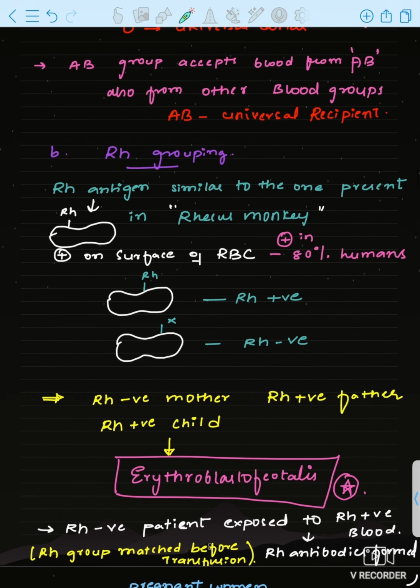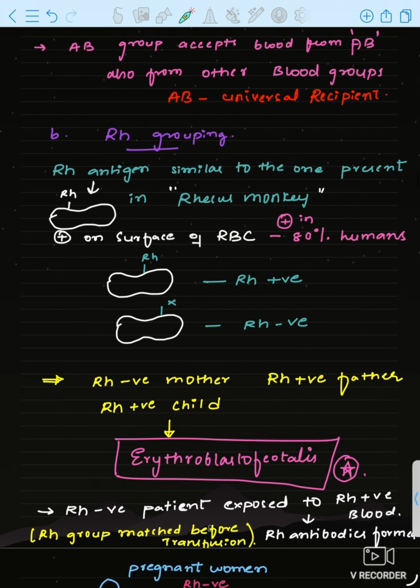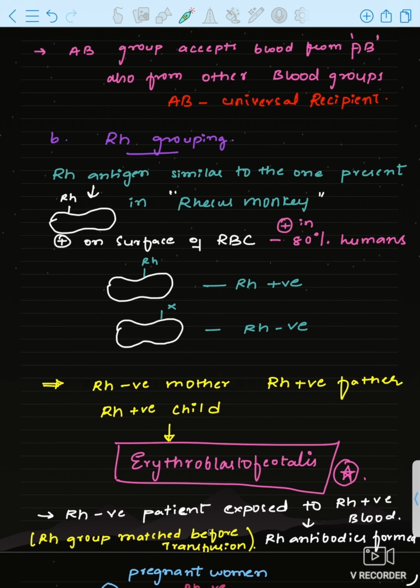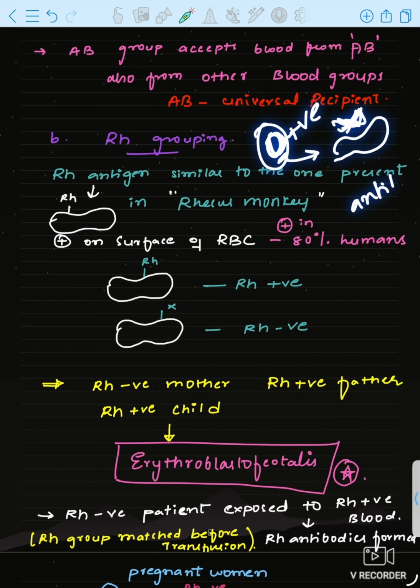Okay, we are done with ABO grouping, and the next one is RH grouping. RH grouping is so easy. Now see, my blood group is O positive. Okay, O means in my RBC no antigens are present. So O has no antigens, and the antibodies are anti-A and anti-B. Okay, that is why O.